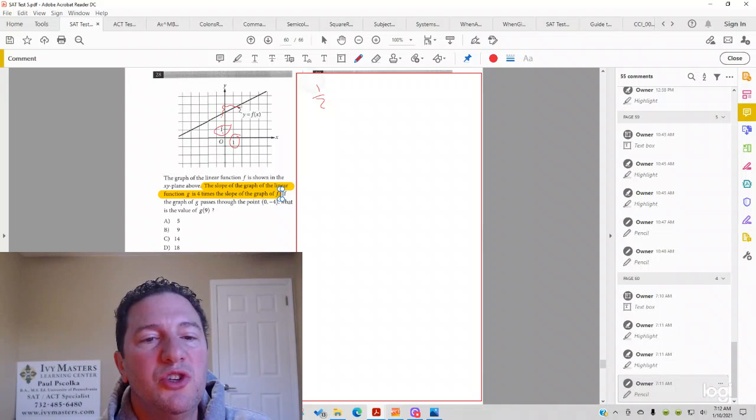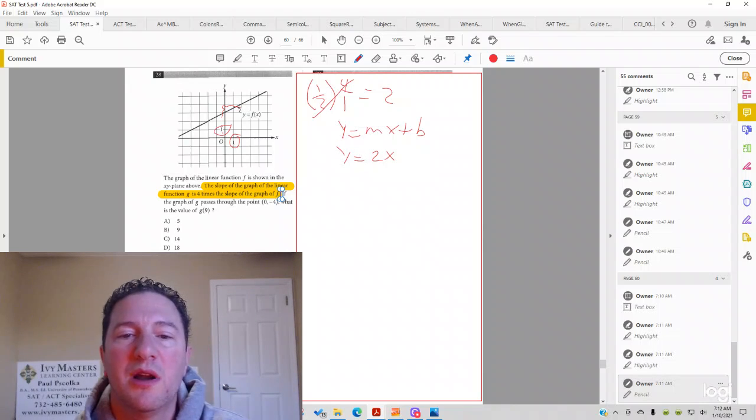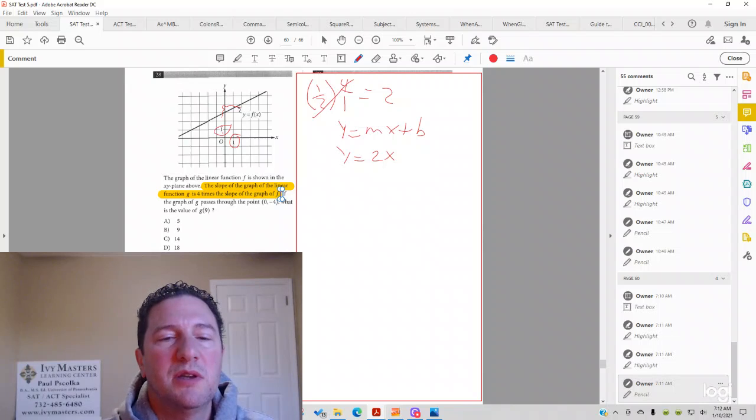If the slope of g is 4 times that, all you do is you multiply that 1/2 by 4, which is the same as 4 over 1. Remember, you could cross cancel when you multiply. And your slope of g is 2. So far, if we're in the form y = mx + b, we've got y = 2x so far. We've got to see what the y-intercept is going to be.